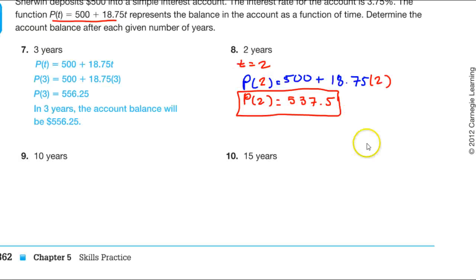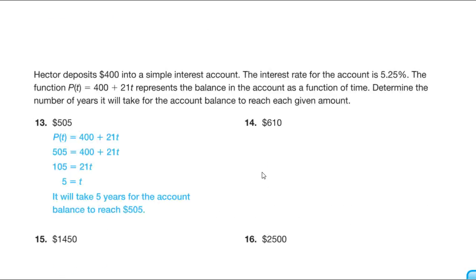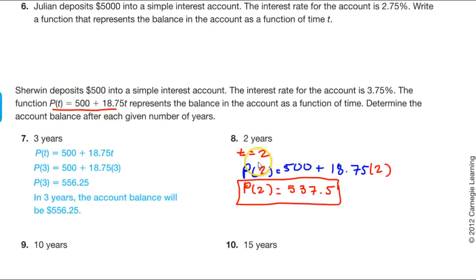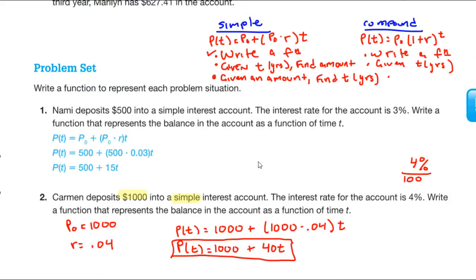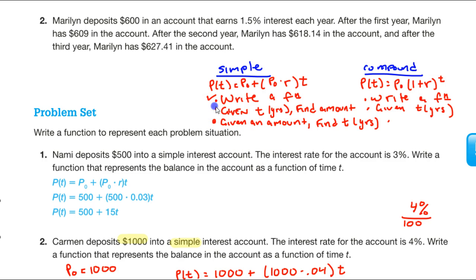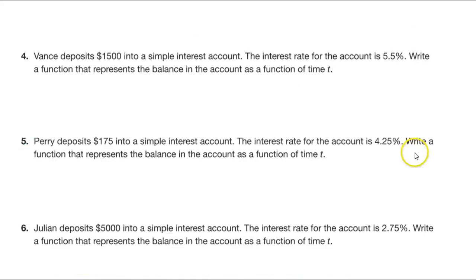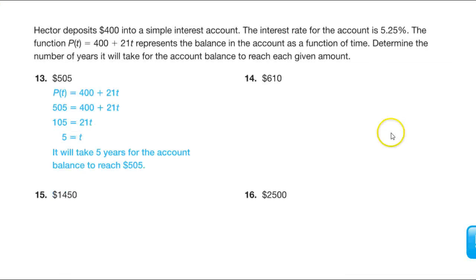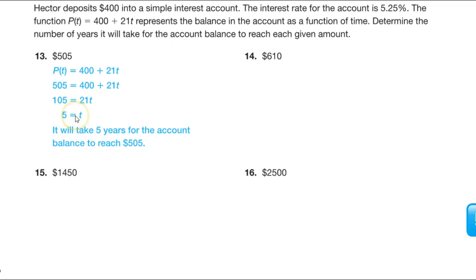The final one we have to do for simple interest, guys, is if we look back at our checklist up here, this one, done. Given an amount, find the years. So now they're giving us a final amount. We have to find t, number of years. Since this is linear, we can just plug it in and then solve for t. So again, 13 is given for you here, and you can follow those steps. Let's look at number 14.